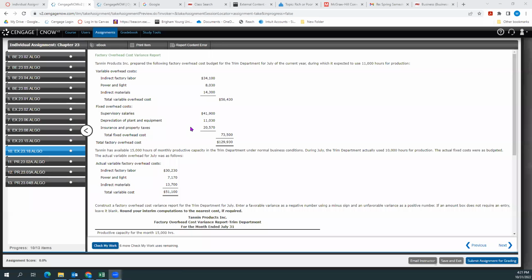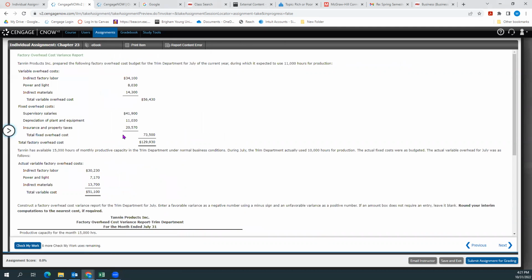All right, so here is number 10 on the chapter 23 individual assignment. I'm just going to collapse this so we have more room and we'll just walk through it. Tannen Products Inc. prepares the following factory overhead cost budget for the trim department. There we can look at all of that information that they provide to us. So we have our variable overhead costs, our fixed overhead costs, and our total factory overhead. So this is the budget, okay?